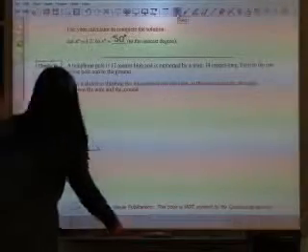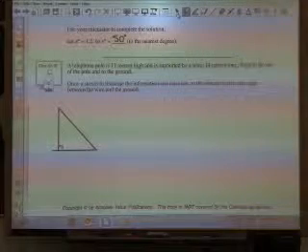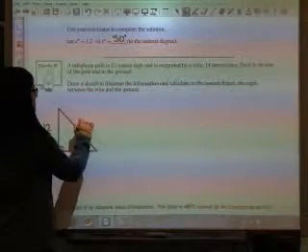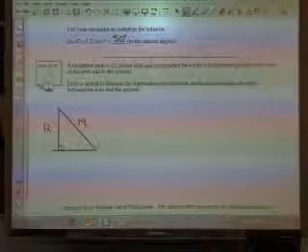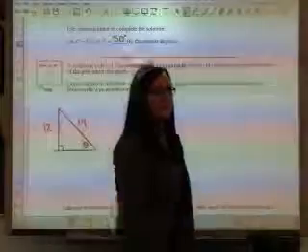Now I have my right triangle. And there's my 90-degree angle. My telephone pole is 12 meters. And my guy wire is 14. And what I want to know is what is the angle between the wire and the ground.